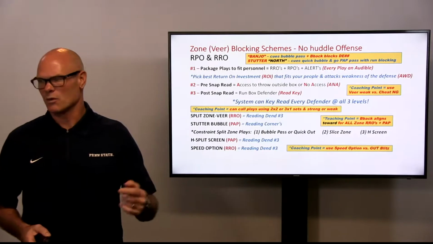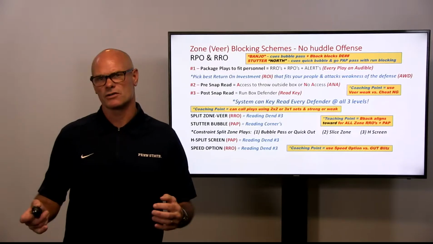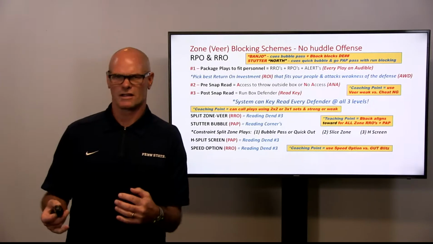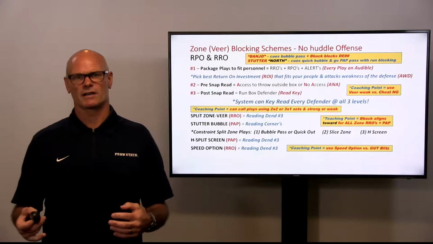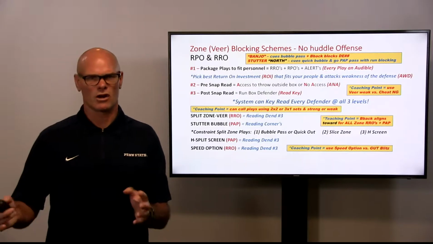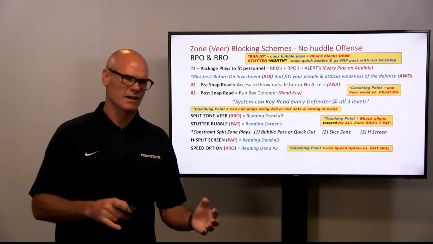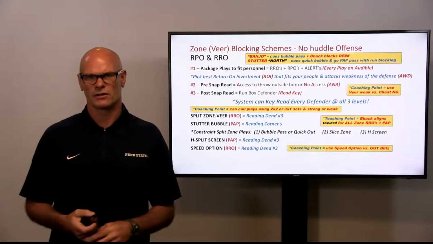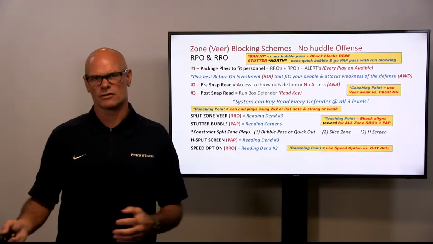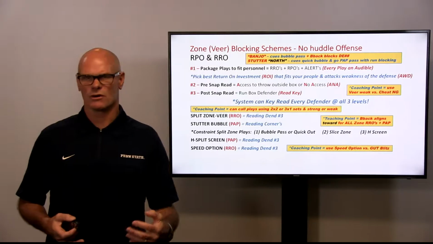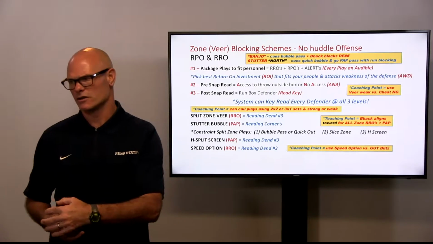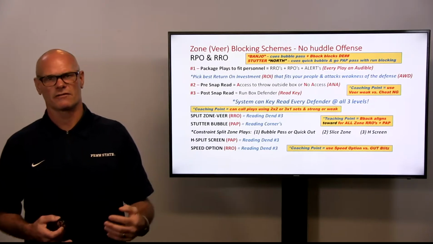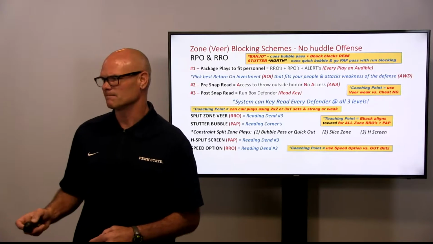First off, again, we want to go ahead and package the plays to fit the personnels. We call that the best return on your investment. Second thing, then, we're always going to do our pre-snap recognition and read, doing what we call ANA, access, no access, and then post-snap read, where we're reading a key defender. Typically with zone, we're looking at first level defender, defensive end. Today we're going to talk about our Split-Zone Veer, then go to our Stutter Bubble, our halfback split screen, and then finish with a traditional speed option.